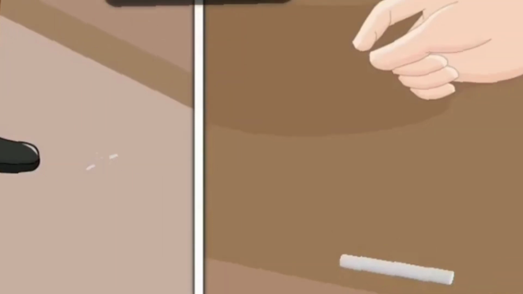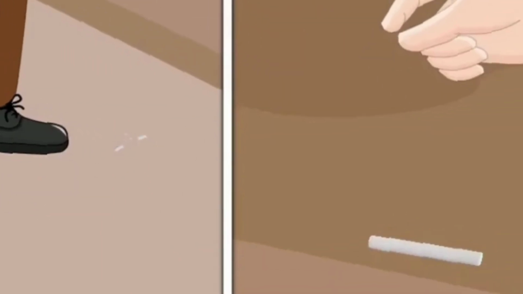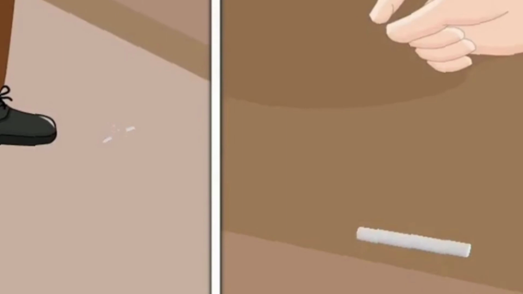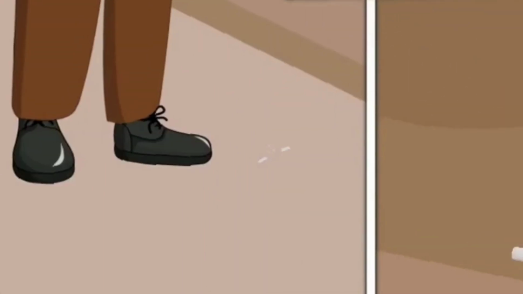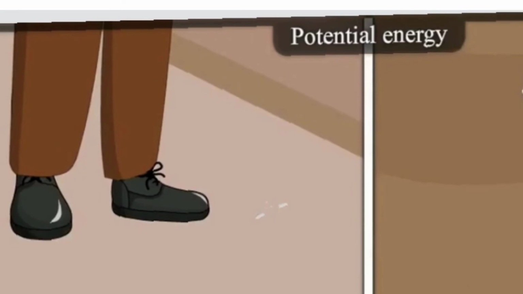Right? The chalk is the same. You are also the same. What is differing? Differing is the height. Here it was just 5 centimeters and here it was 5 feet. So when it is falling from a great height, it is breaking. That means this energy has something to do with the height, right? So let us understand the relationship between the height and the energy. So let's do that.